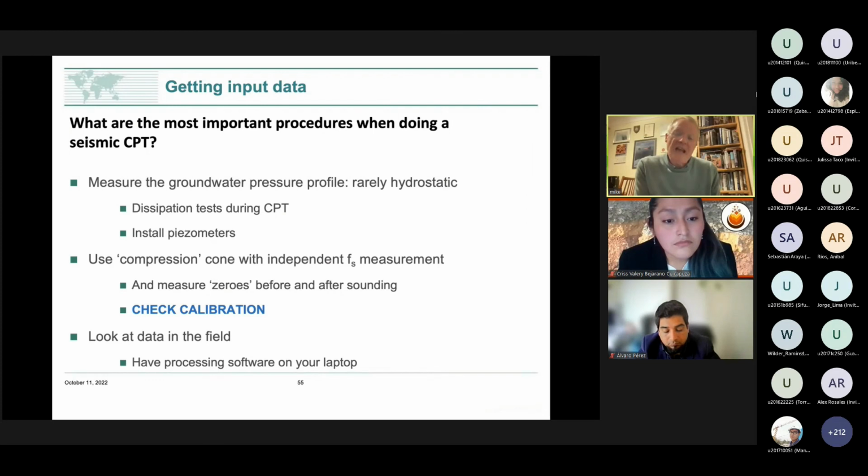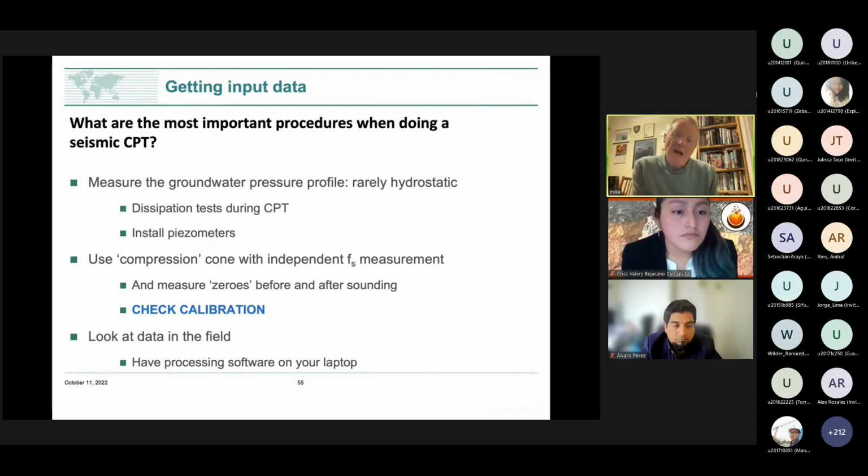The second thing, which I see rarely done, is what's called zeroing the cone. You have your cone before you push it into the ground, and you push a button on the recording equipment to put everything to 0. So we know it's sitting there in free air, so that we know the stresses are 0.